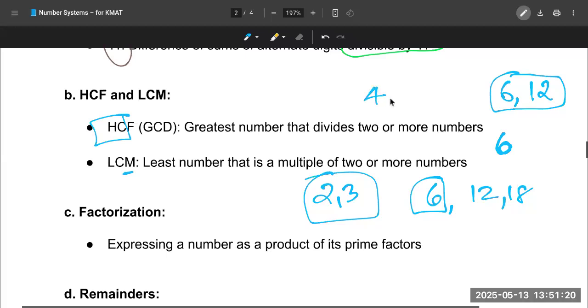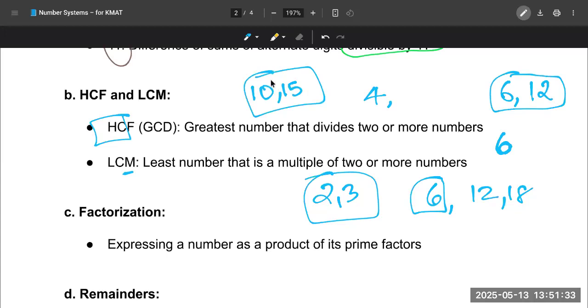Highest common factor of 10 and 50. Highest common factor of 10 and 15 would be? 5. Yes, 5.